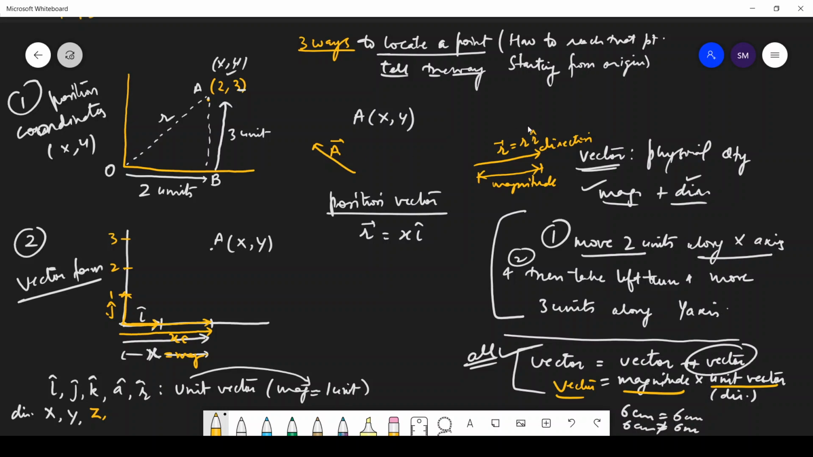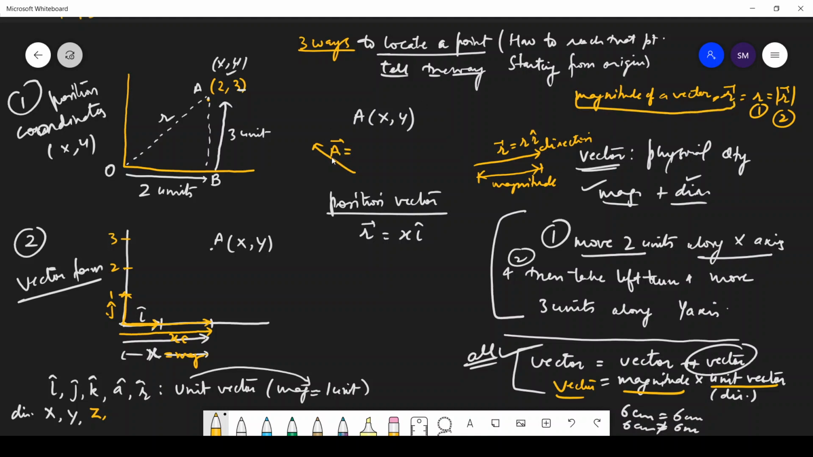How can we write its magnitude? There are two ways of writing the magnitude of a vector. Suppose vector r. So how do I write it? Either write simply r, or put bars on both sides. So these are the two ways to write the magnitude of the vector r.